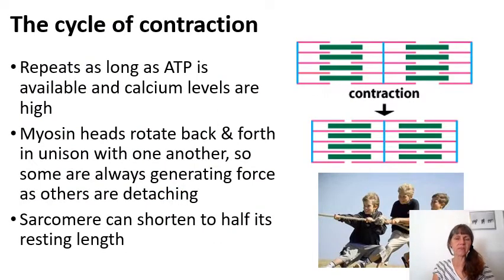Looking at the cycle of contraction, it will repeat as long as adenosine triphosphate is available and calcium levels are high. The myosin heads will continue to rotate back and forth in unison with one another so that they're always generating some force as others are detaching. And the sarcomere is capable of shortening to half of its resting length.